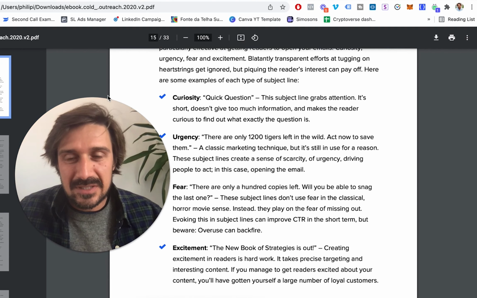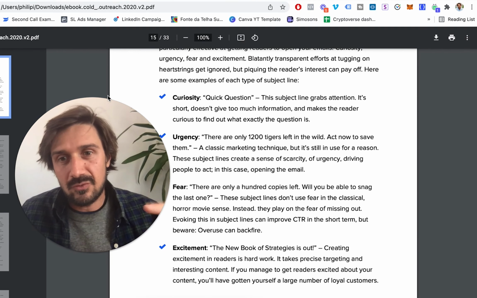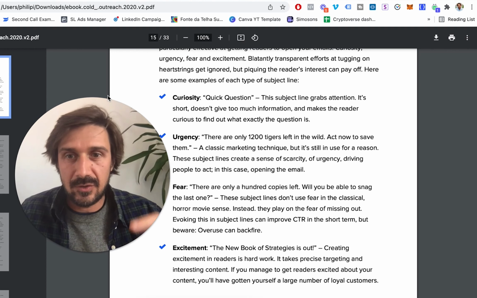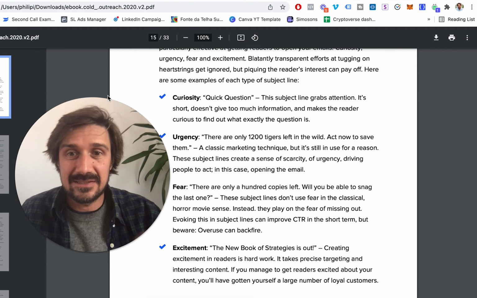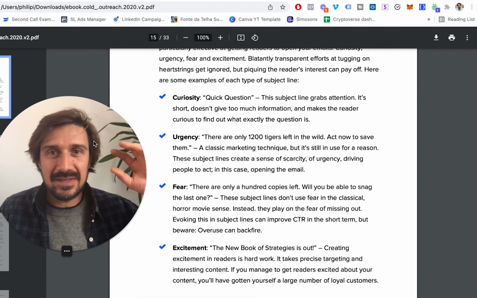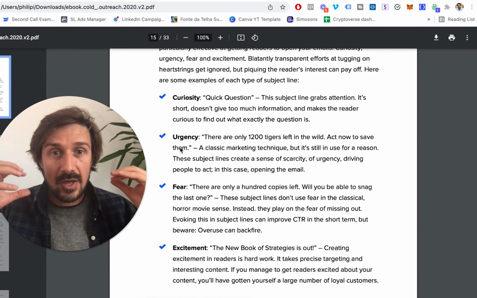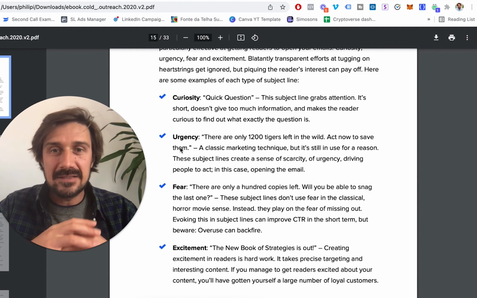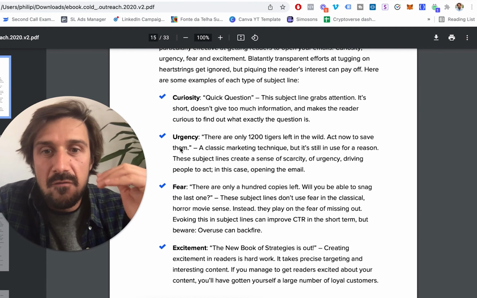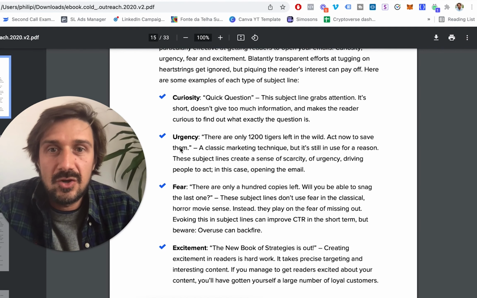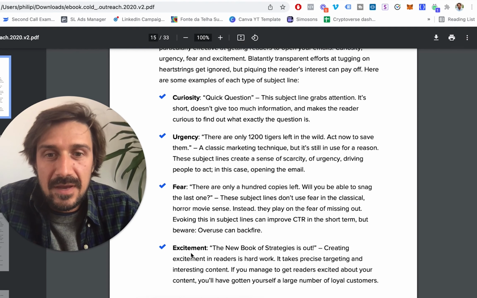So in the process of trying out Replyio, I'm also reading about how they think we should be doing cold email, because it's always really interesting to learn. And I love the framework they've put around the subject lines. Basically they split up the subject lines into 4 different approaches. You've got curiosity, urgency, fear, and excitement.